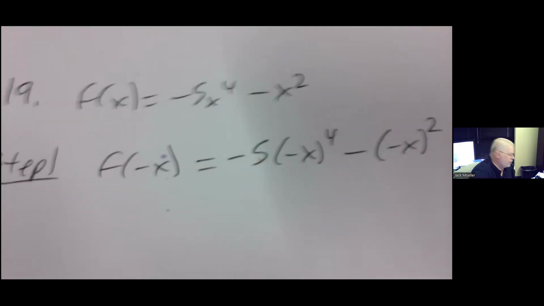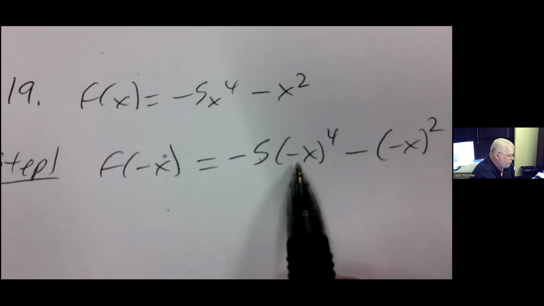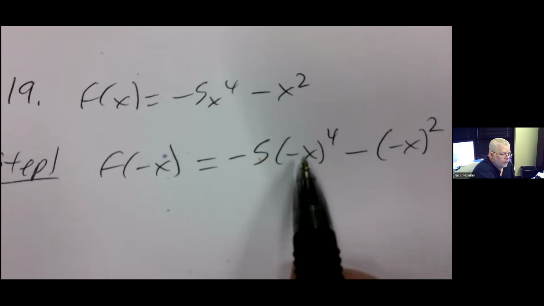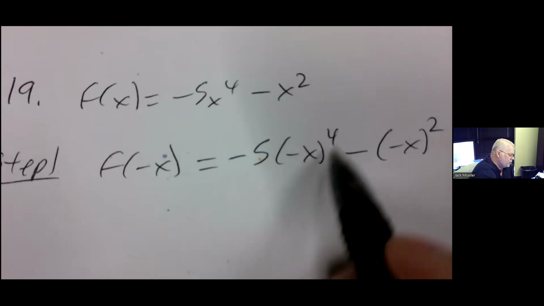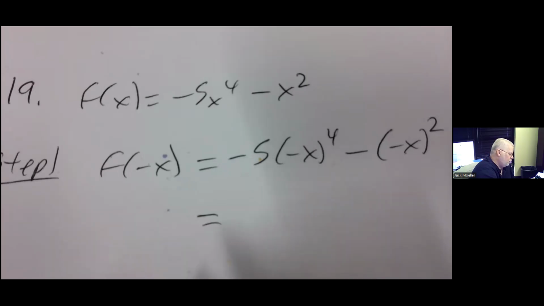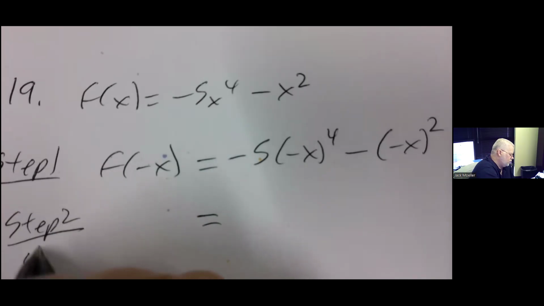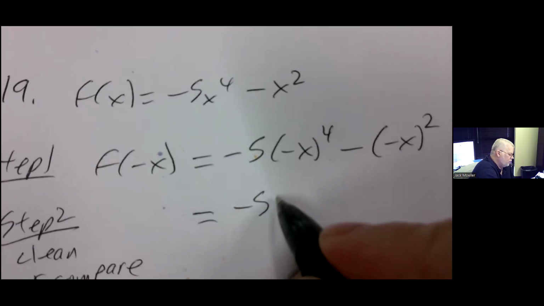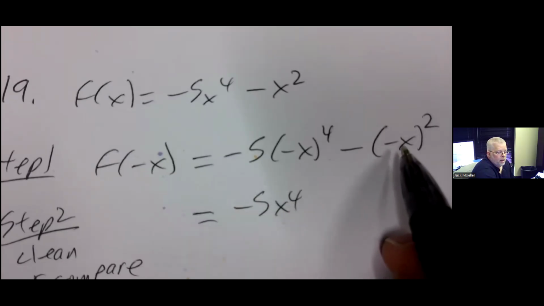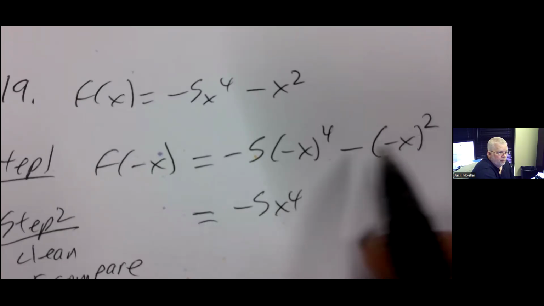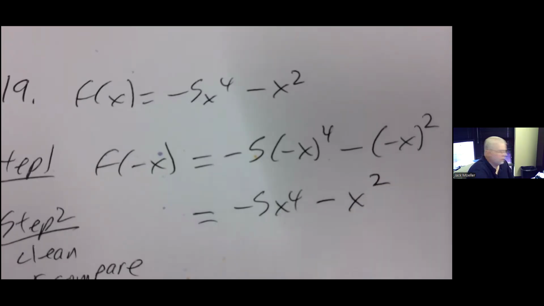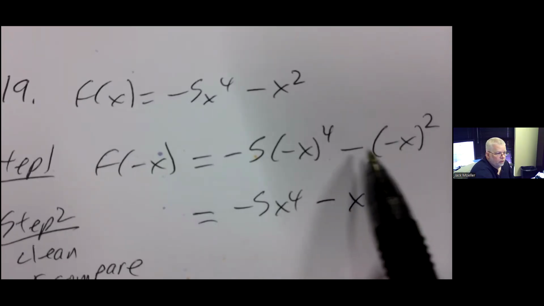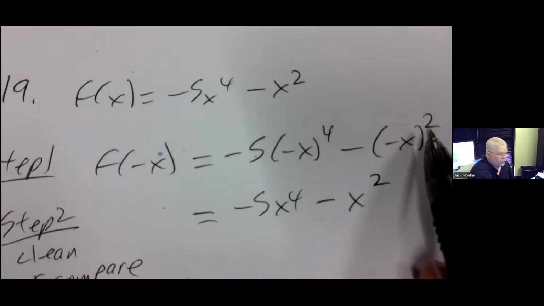Okay. Now we've got to clean it up. When we have negative x to the fourth, is that positive or negative? Well, we're multiplying 4 negatives, so that becomes positive. So that is positive, positive times negative. Clean up and compare. That'll be negative 5x to the fourth. And now over here, negative times negative would be positive x squared, but we have the negative here, so it would be minus x squared. If you think of it, overall we have 3 negatives here: 1 negative from here, two negatives from this one.